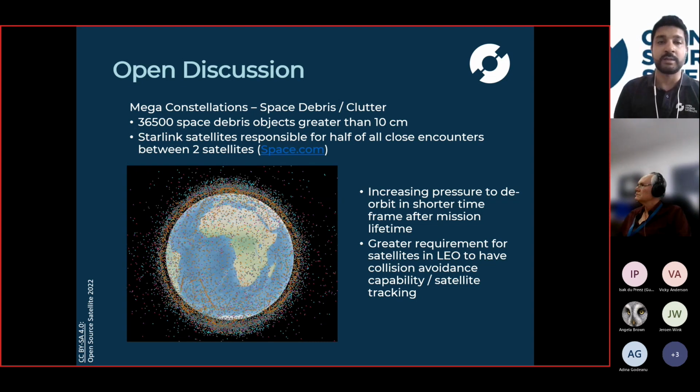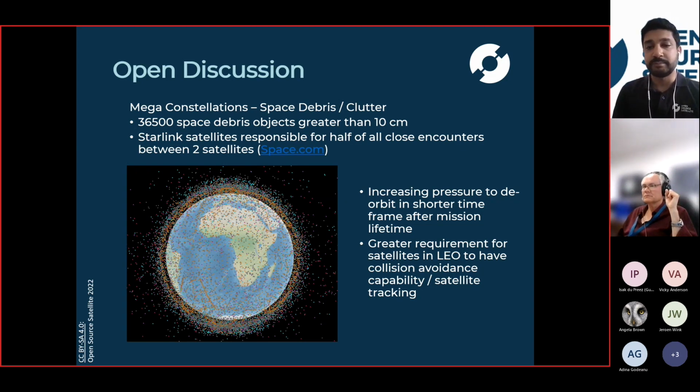Because of these impacts, there's an increasing pressure now to deorbit in a shorter time frame, as was announced recently, that there's now pressure to deorbit within 5 years once your mission is complete. Please correct me if I'm wrong on that number. And there's now a greater requirement for satellites in lower orbit to have collision avoidance capabilities, and there's an increased drive to be able to track satellites accurately, so that they are now able to move out the way to avoid these collisions.